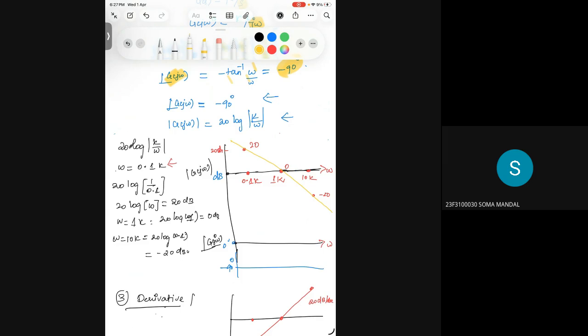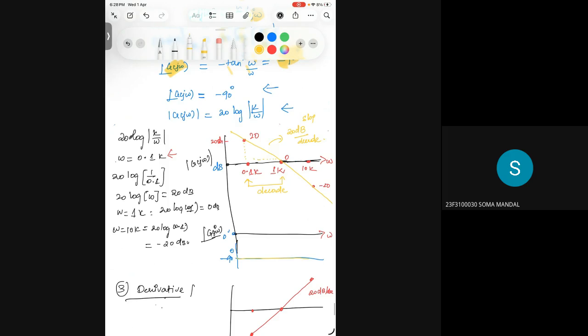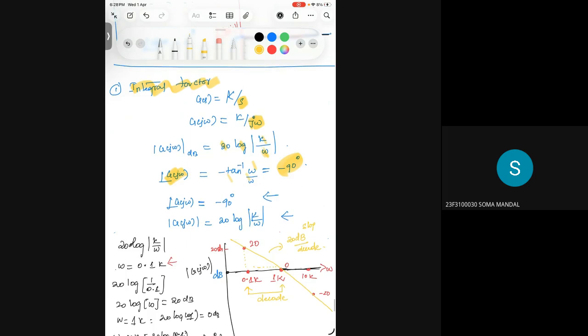If I find the slope between these, the difference in this scale is called a decade, because it is in powers of 10. Ten power of anything we call a decade. So the slope is represented as: for every decade, there is a change of 20 decibels. The overall slope will be minus 20 decibels per decade. Clear? The phase always stays at minus 90 degrees, constant, for an integral factor for systems that look like K by S.